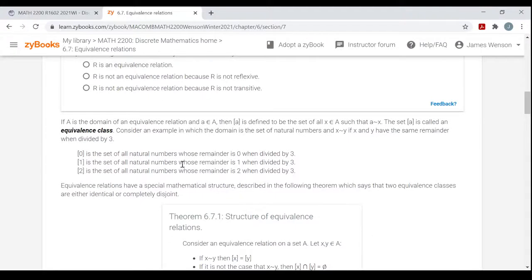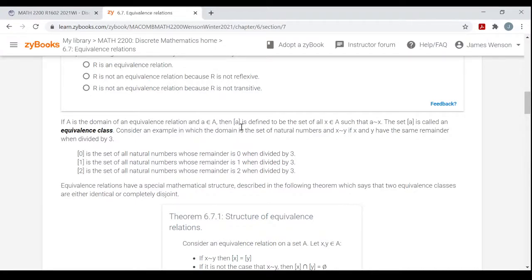Okay, so now another definition. If A, set A, is the domain of an equivalence relation, and an element, little a, belongs to set A, then this notation here with the brackets around a is defined to be the set of all the elements in A that are equivalent to a, or related to a. Remember that little tilde symbol meant equivalent when we're talking about equivalence relations.